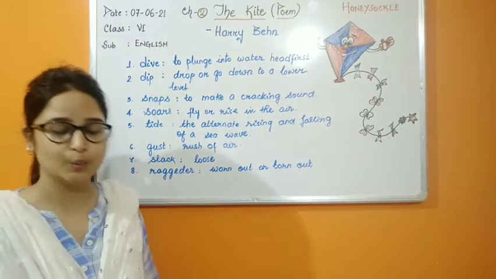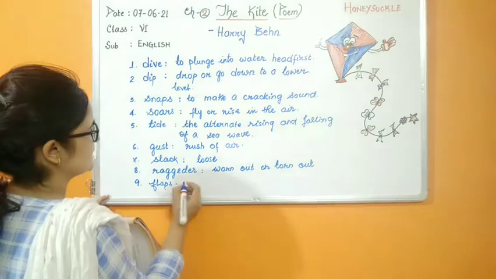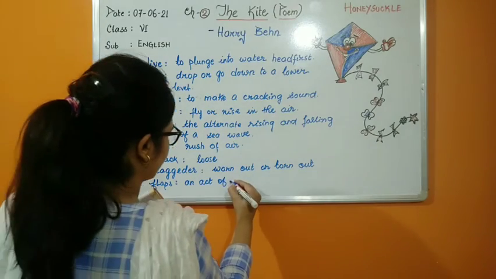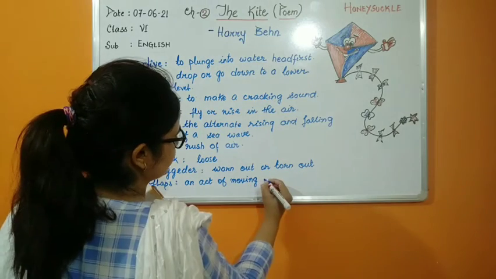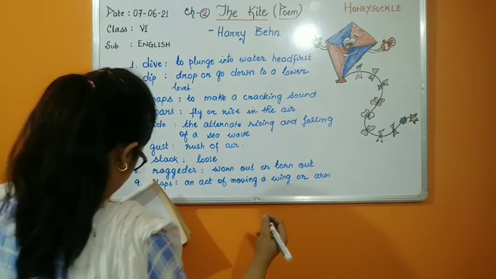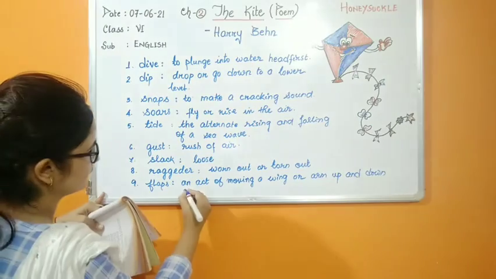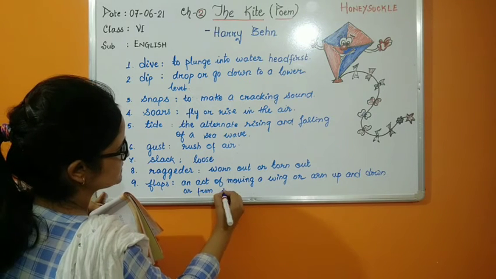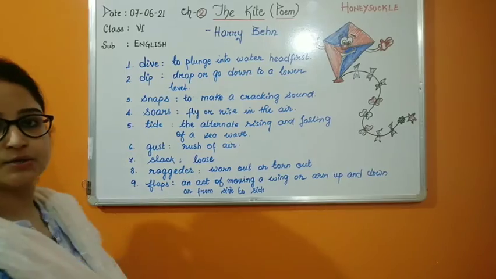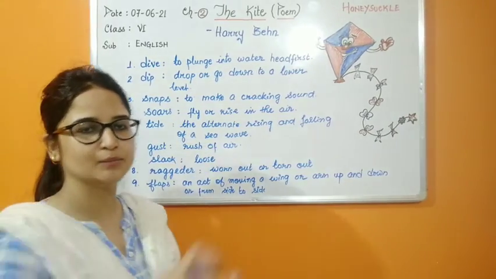Okay. Now we will move to 9. 9 is flaps. Flaps means an act of moving a wing or an arm up and down or from side to side. From side to side. Okay. So here are these words. You can take a screenshot to write it down later. Okay. So there's one more word that we will be writing.